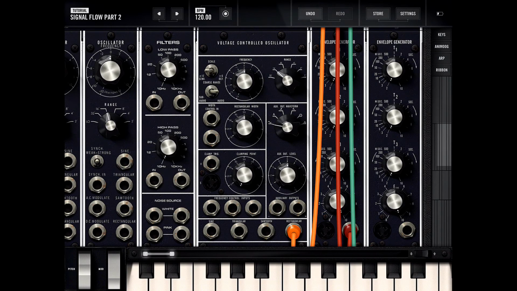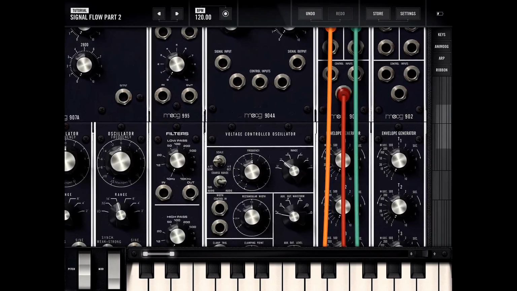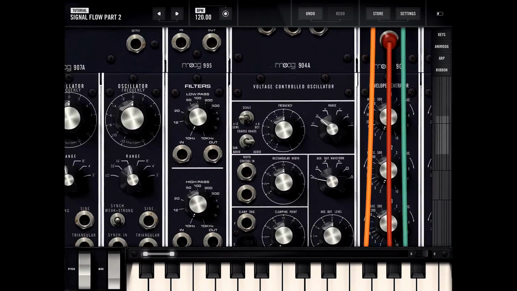Welcome back to another episode where we continue to learn about the Moog Model 15 iPad app. This time let's explore the voltage-controlled oscillator. So this time we have the rectangular wave hooked up to a voltage-controlled amplifier, which is modulated by our envelope generator and hooked up to the trunk.